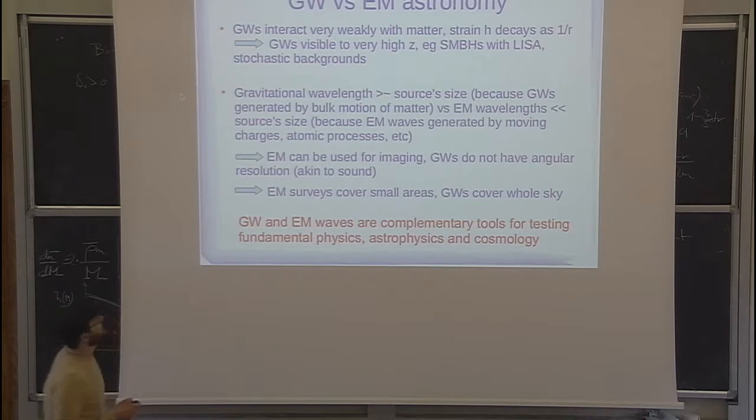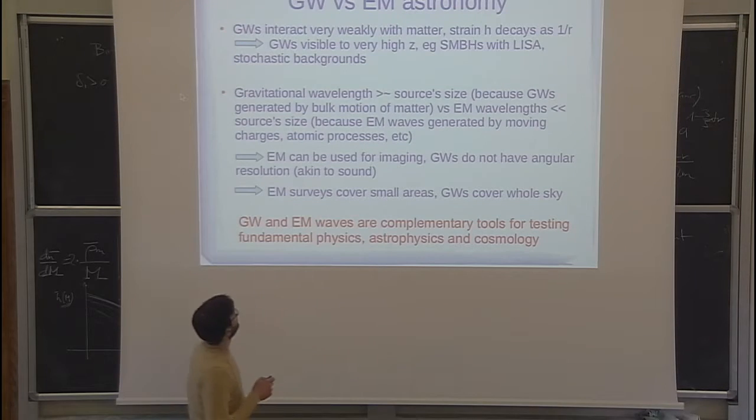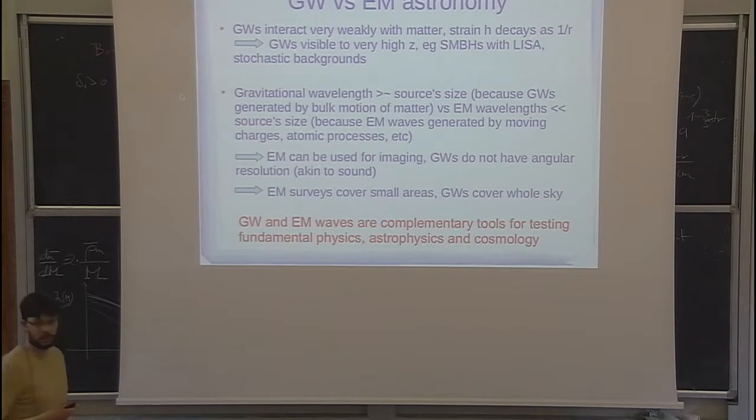And why is that? Because unlike photons, which are typically emitted by transitions in atoms or in molecules, gravitational waves are produced by the bulk motion of very large systems, such as black holes or neutron stars. This is an important difference, because it means that gravitational waves do not have much angular resolution, simply because the wavelength is very large. Unlike photons, or at least optical photons, or X-rays or gamma rays, which can be used for imaging because they have very small wavelength.